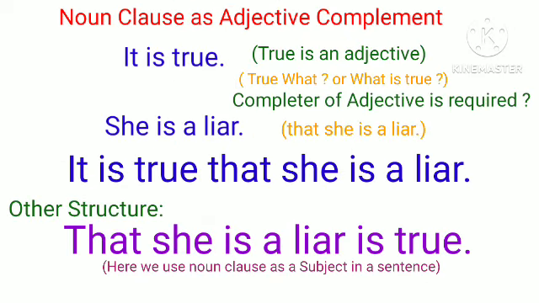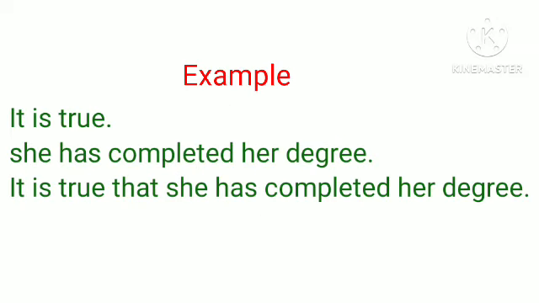Take a look at these sentences. It is true. She is a liar. True is an adjective, and true what, or what is true? We have to find out what is true. So we need a completer of the adjective. So actually it is true that she is a liar. So sentence 2 has the answer.